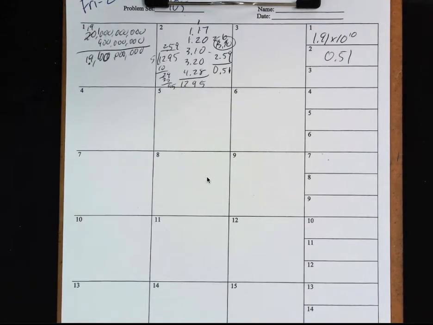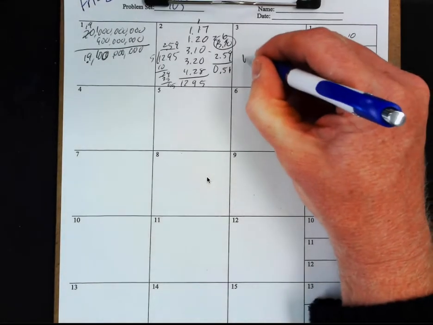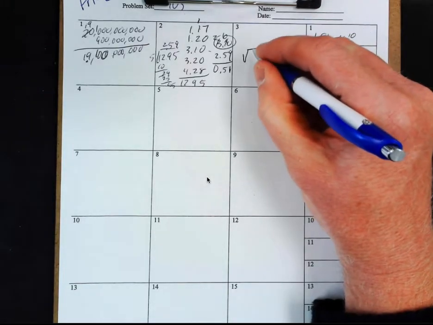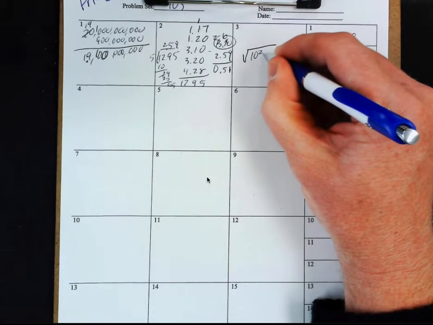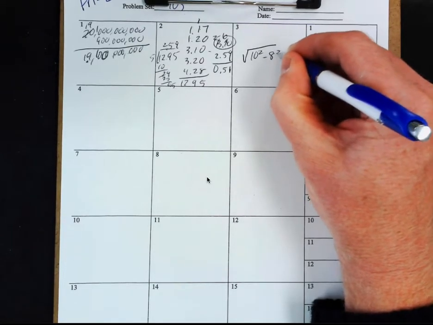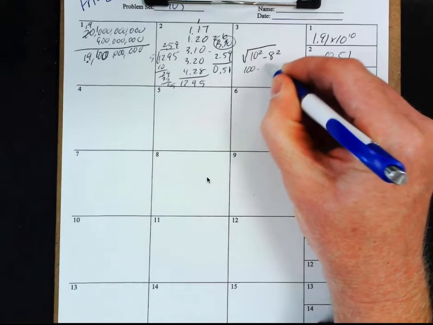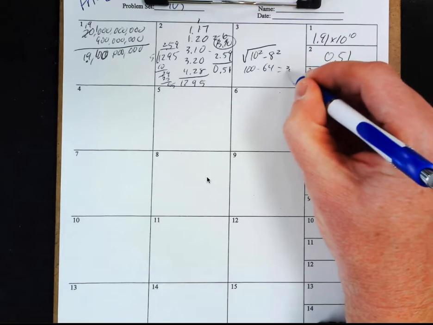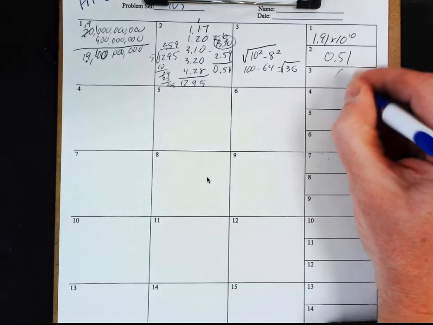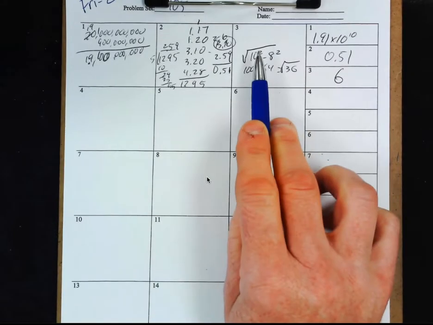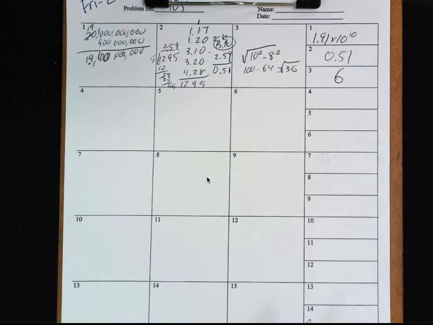Number 3. Please evaluate when A is 10 and B is 8. Nice. They gave me 10 squared minus 8 squared. Now that's 100, that's 64. That gives me 36. The square root of 36 is 6. 6, 8, 10. Right triangle. So that's Pythagorean's theorem, guys, without telling you it's Pythagorean's theorem. It's Pythagorean's theorem backwards.